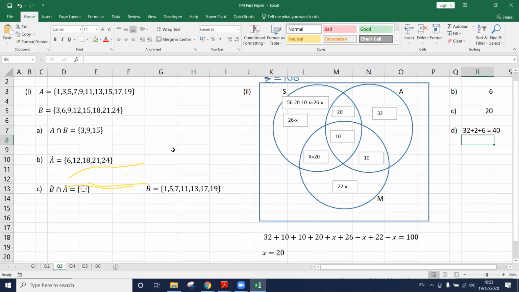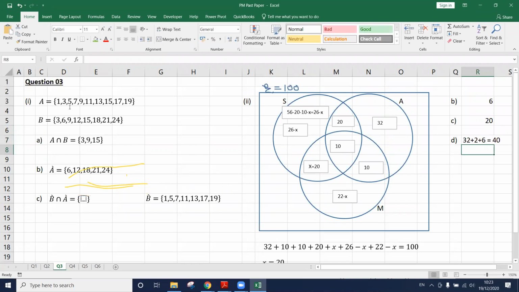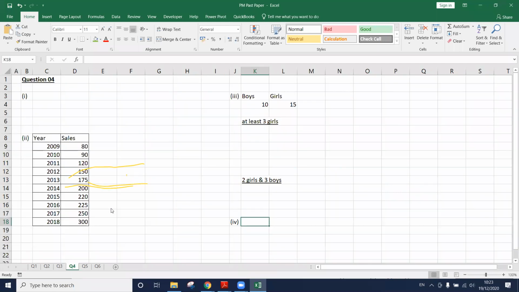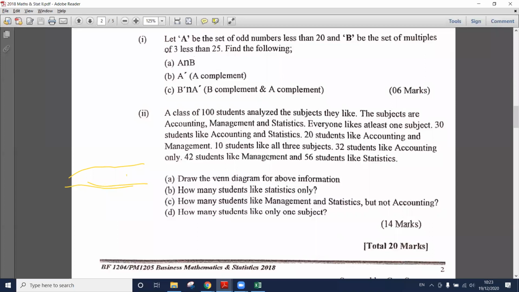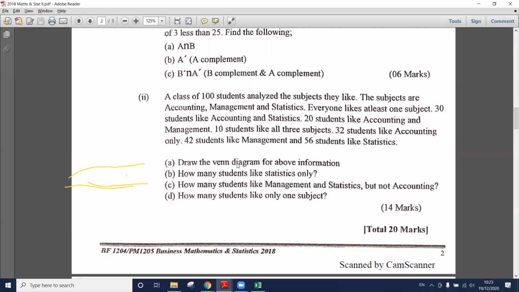That is the question from sets and Venn diagrams. Question number 3. So this time also we can expect something like this. Venn diagram questions of this type are what will be tested in your exam. Okay, so we'll move to question number 4.